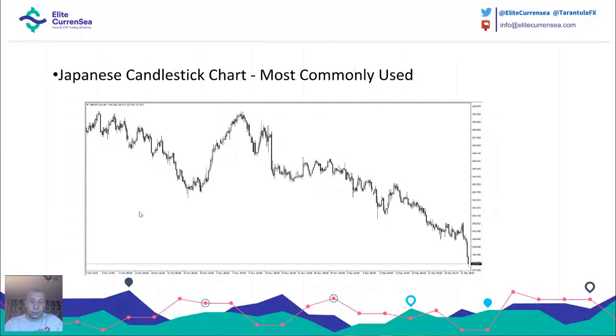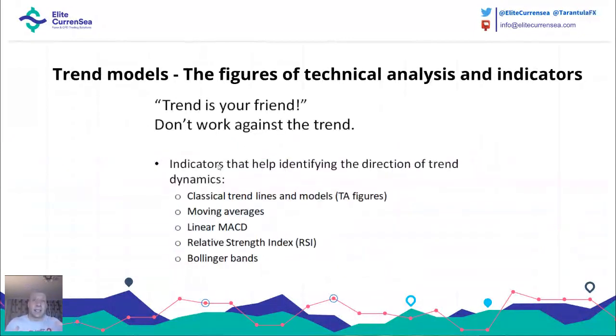Also, guys, there are trend models that we should mention, and the figures of technical analysis and indicators are something that always should be on your charts. So as I said, we talked about Japanese candlesticks, but also indicators, guys. For successful analysis, you should always have a few indicators. You don't cluster your chart with a lot of indicators.